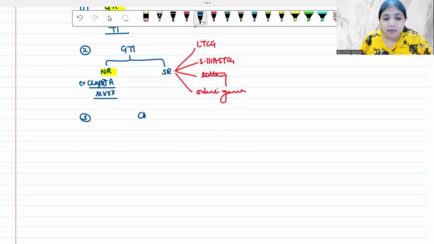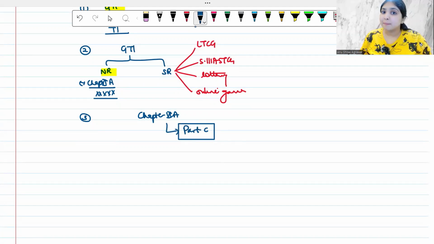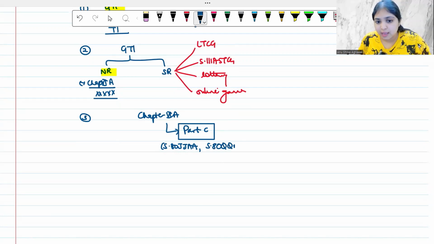Point number three, now within Chapter 6A, we also have Chapter 6A Part C sections. Part C sections are many in number, but we will be learning only three Chapter 6A Part C sections, which are Section 80GGAA, Section 80QQB, and Section 80RRB. Only these three Chapter 6A Part C sections are in our syllabus.